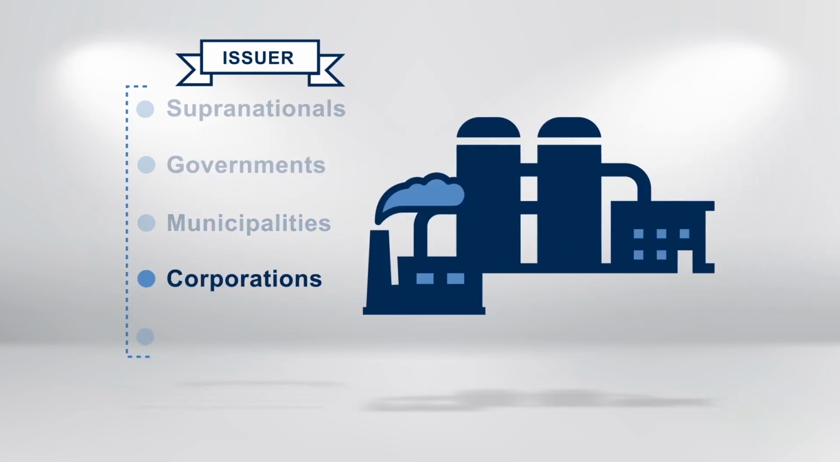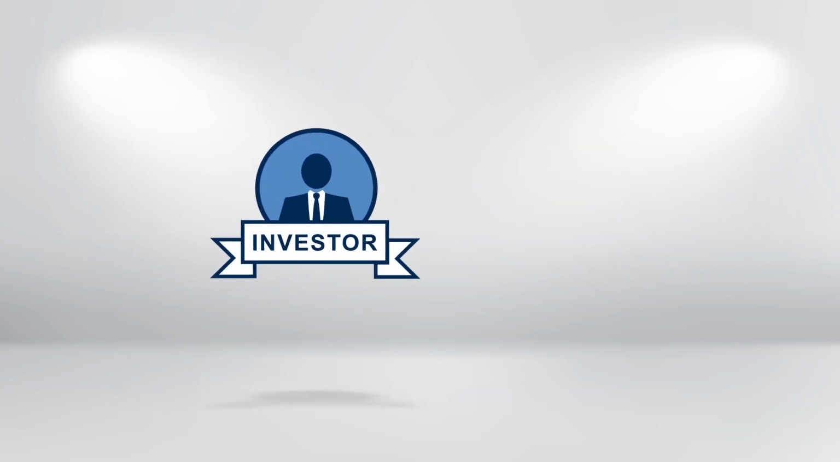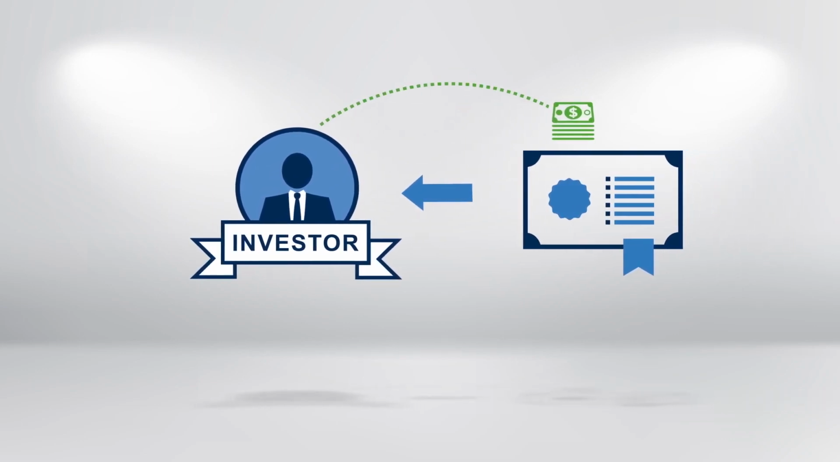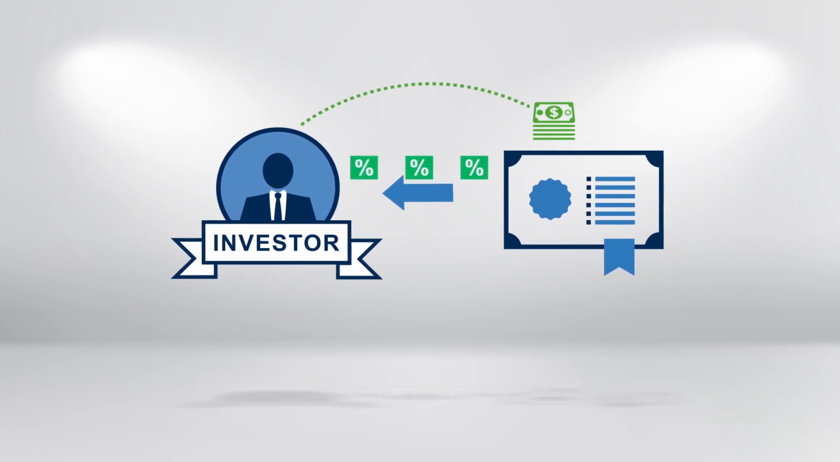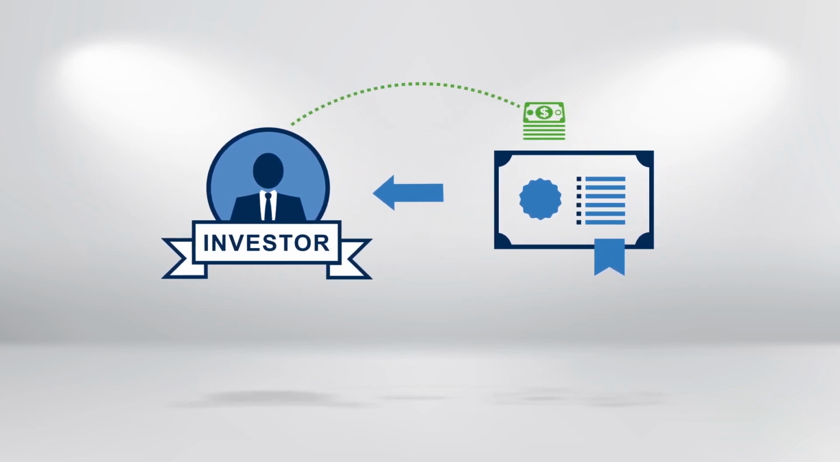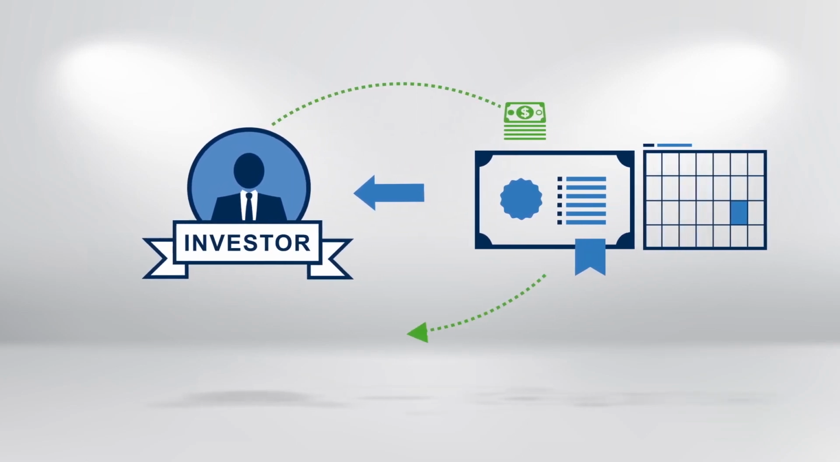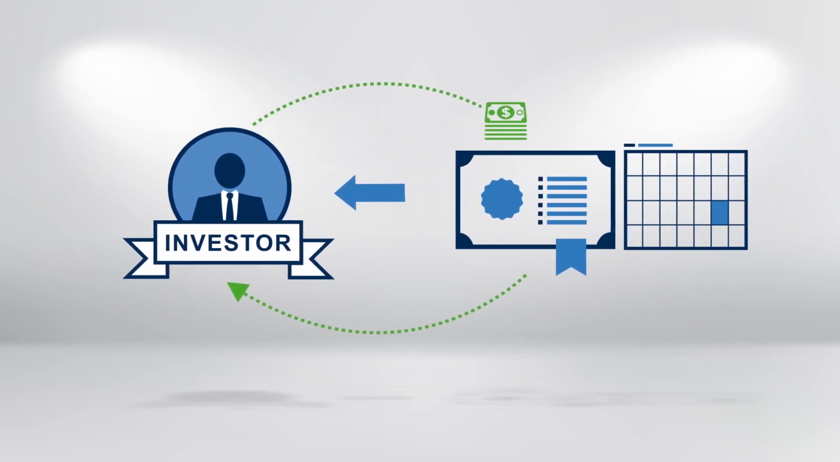Corporations, for example, Gazprom, Volkswagen, and Petrobras. Banks, such as Deutsche Bank and Citigroup. The investor is the person or entity buying the bond. He or she pays a price when buying the bond and receives interest at predefined intervals. If the investor holds the bond until it expires, they'll also receive the invested nominal value at maturity.